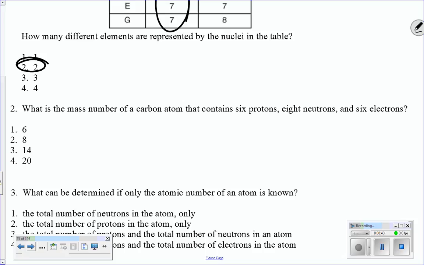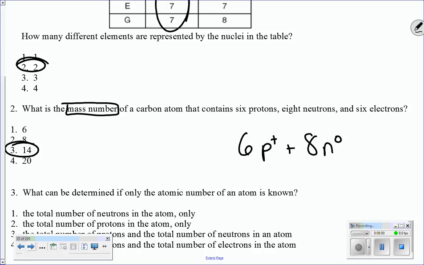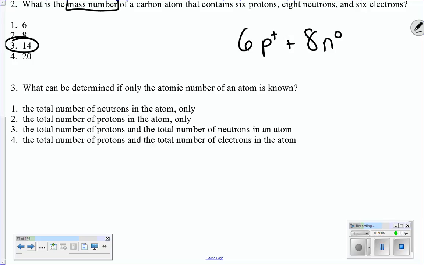What is the mass number of a carbon atom that contains 6 protons, 8 neutrons, and 6 electrons? So what this is asking for is the mass number. Mass number is technically the number of protons plus the number of neutrons. So 6 plus 8 is 14. Again, that's different than the average that you're seeing in the periodic table because that's based mostly on carbon 12.